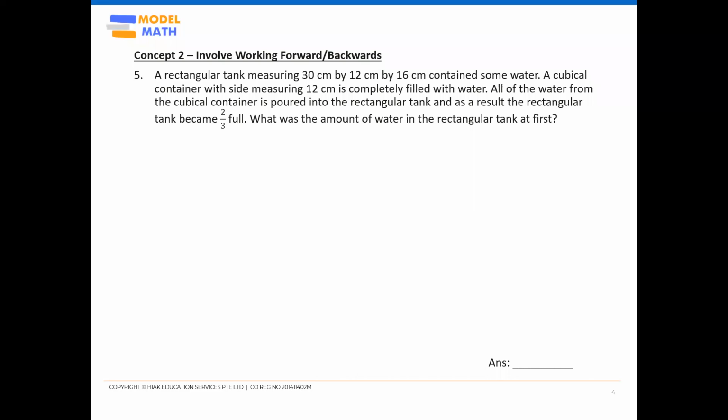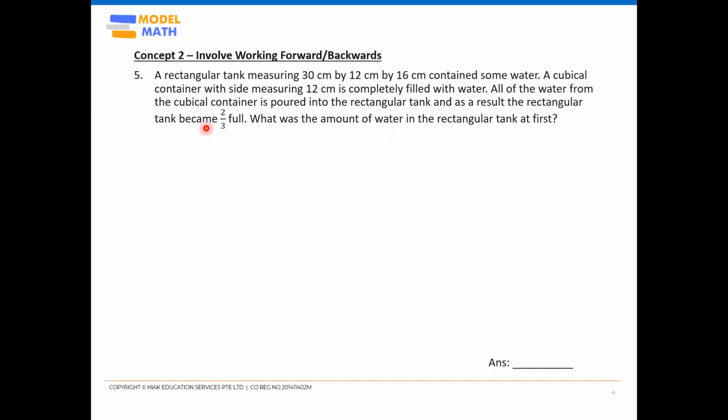A rectangular tank measuring 30 cm by 12 cm by 16 cm contains some water. A cubical container with sides measuring 12 cm is completely filled with water. So take note, you have two different tanks here. One is a rectangular tank, the other one is a cubical container. And the cubical container means it's made up in the shape of a cube.